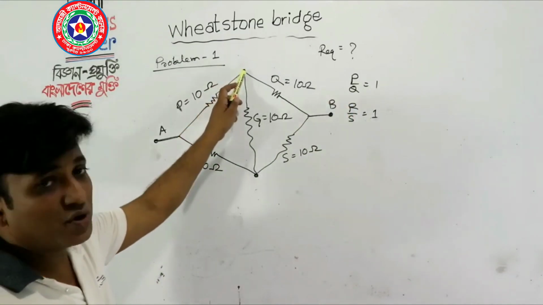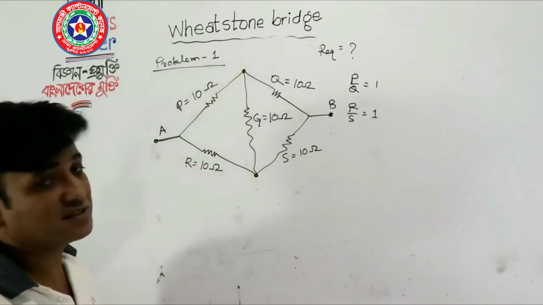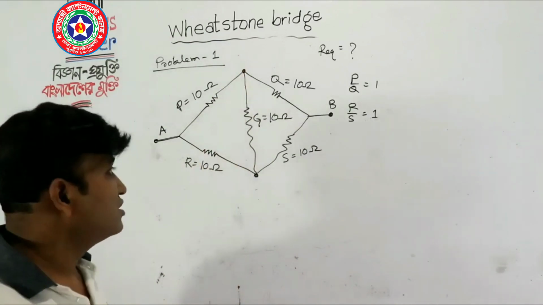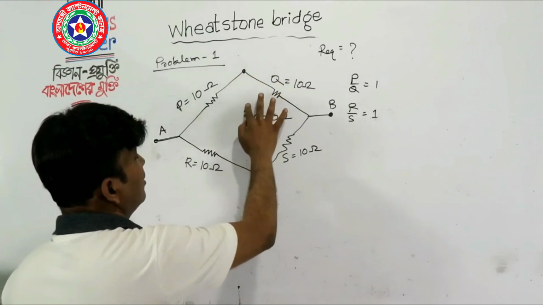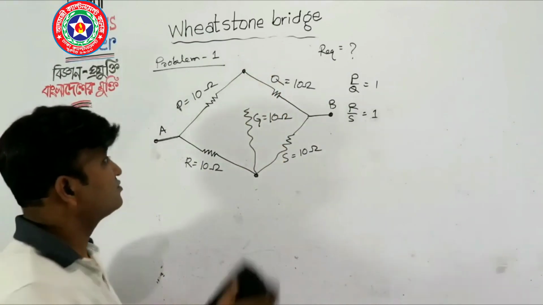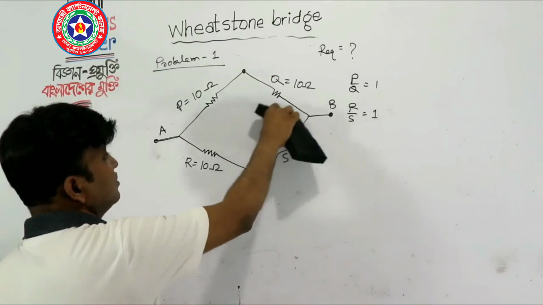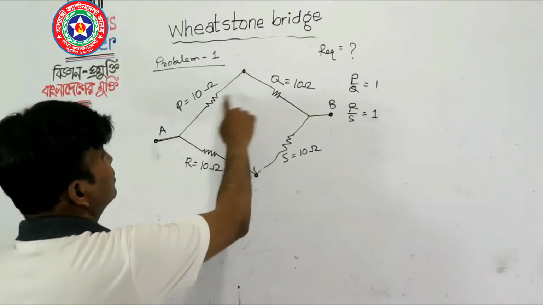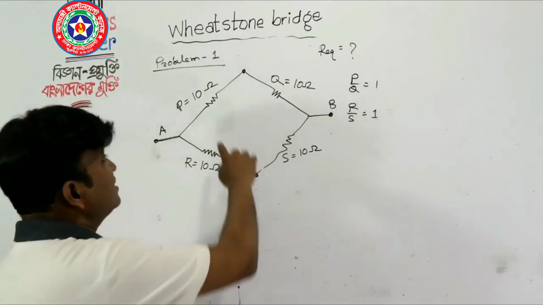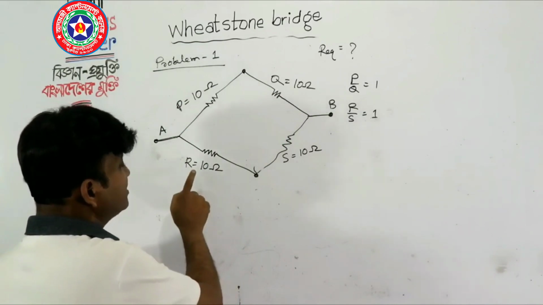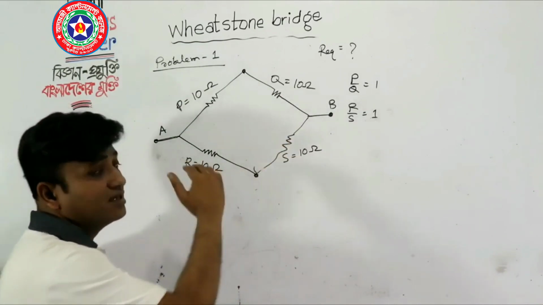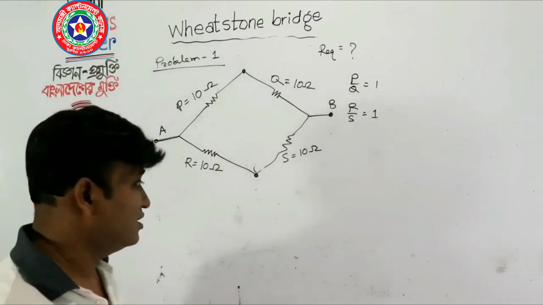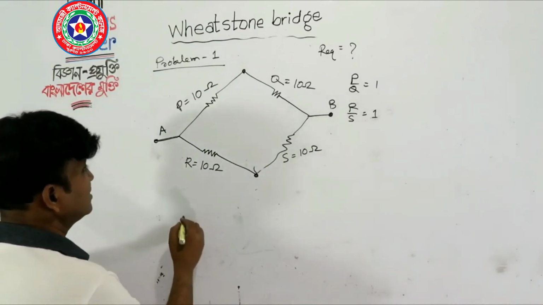As the potential at this point and this point is the same, there will be no current flow through this resistance, so we can neglect or remove this resistance. Okay, then it is clear from this circuit that P and Q, these two resistances, are connected in series. Again, the resistances R and S are connected in series, and they are both connected parallel to each other. So we can rearrange this circuit.